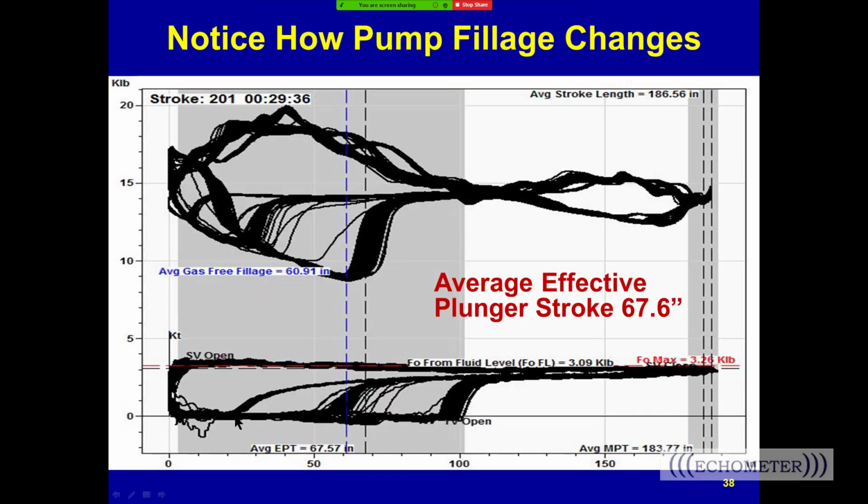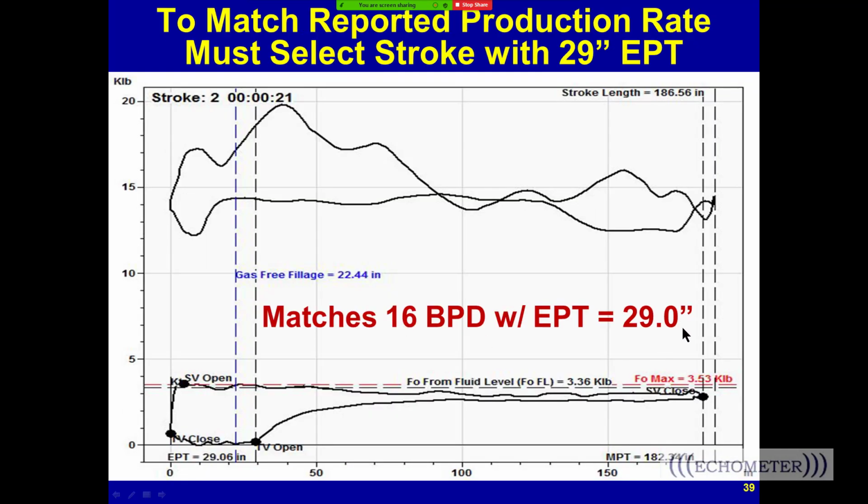This is how the pump runs all day long, where we got the 16 barrels per day with a 29-inch downhole pump stroke. So this pump, we should be controlling runtime. It's not full very much.